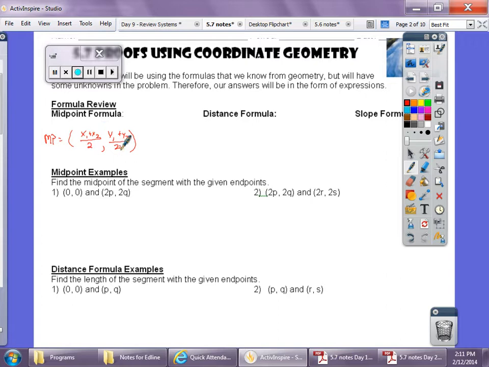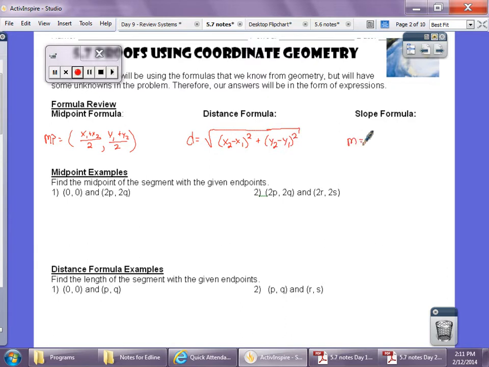The distance formula: our distance equals the square root of x2 minus x1 squared plus y2 minus y1 squared. And the slope formula: we use slope as letter m. Slope is y2 minus y1 over x2 minus x1. This is rise over run.